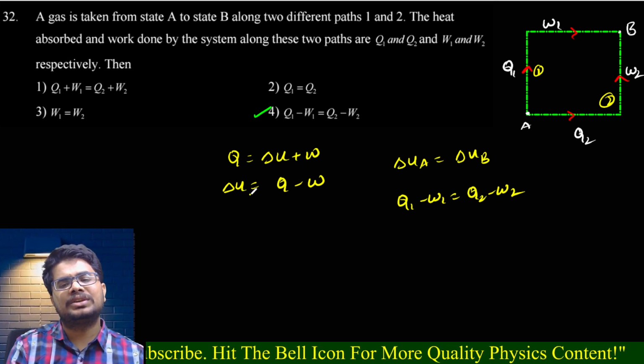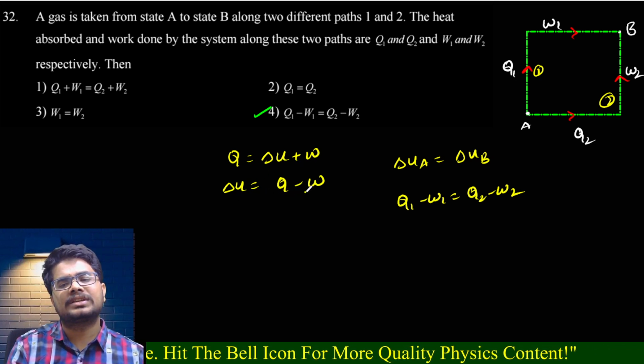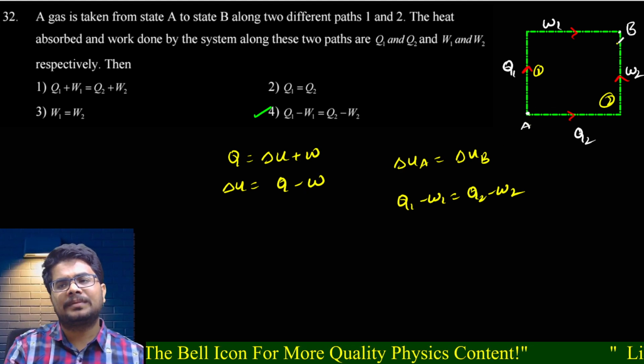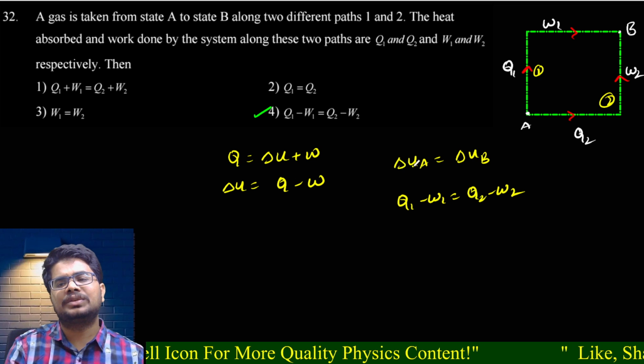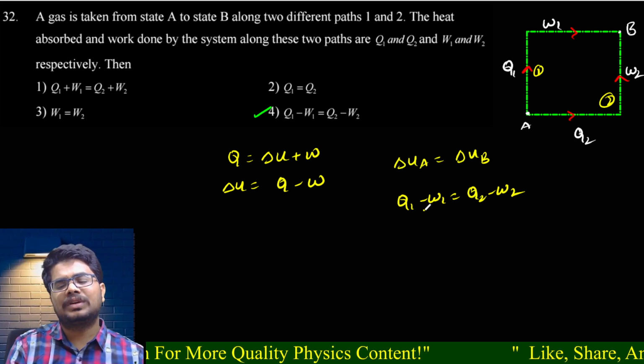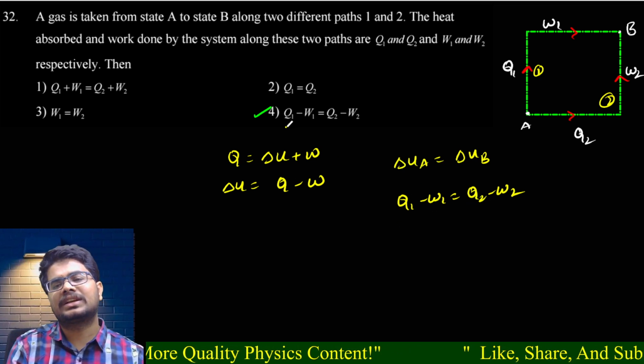So energy: delta U equals Q minus delta W, Q minus W. The initial point and final point are the same for both ways. That's why delta U_A equals delta U_B, meaning Q1 minus W1 equals Q2 minus W2. Which option is correct? Fourth.